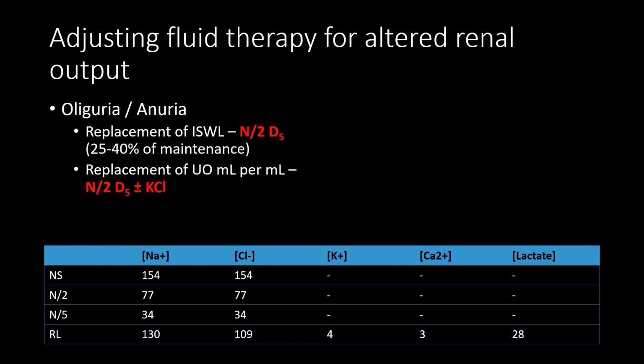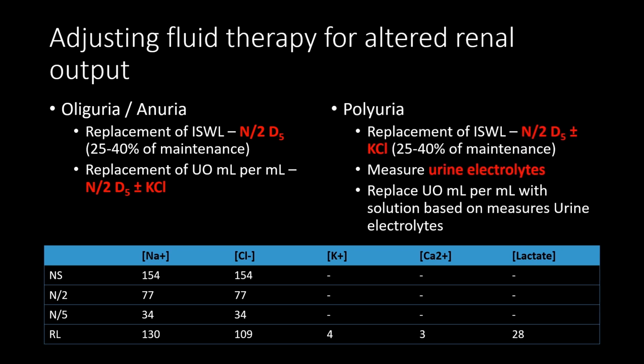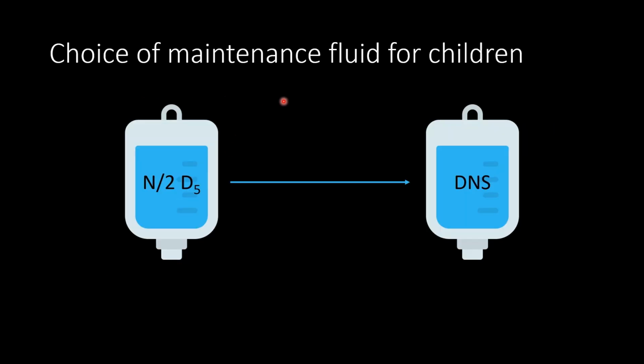Similarly, we can see here the ideal replacement fluid for renal output also. So, what is the choice of maintenance fluid in children? Previously, 10 or 15 years back, if a patient came to us and we didn't know how to individualize the fluid therapy for that child, or until an individual fluid therapy was prepared for that child, we used to administer a blanket fluid. Suppose, what maintenance fluid will we give for a child suffering from dehydration or diarrhea or something like that.